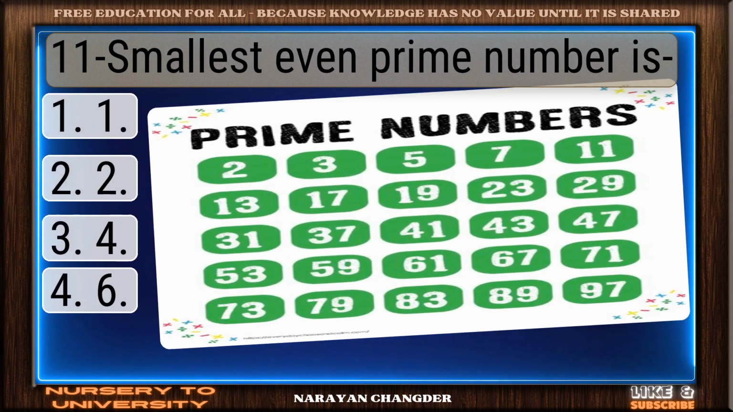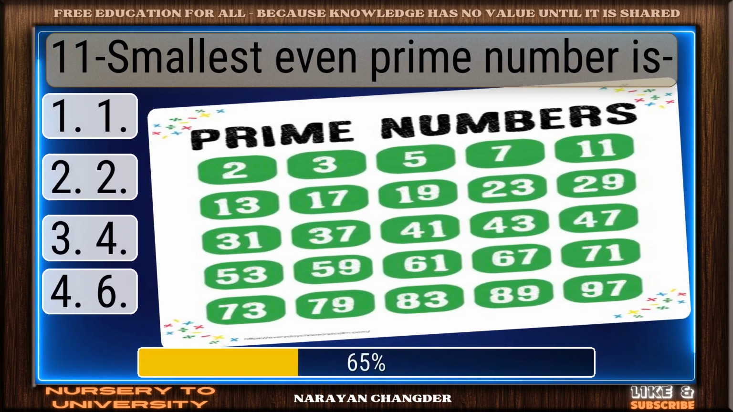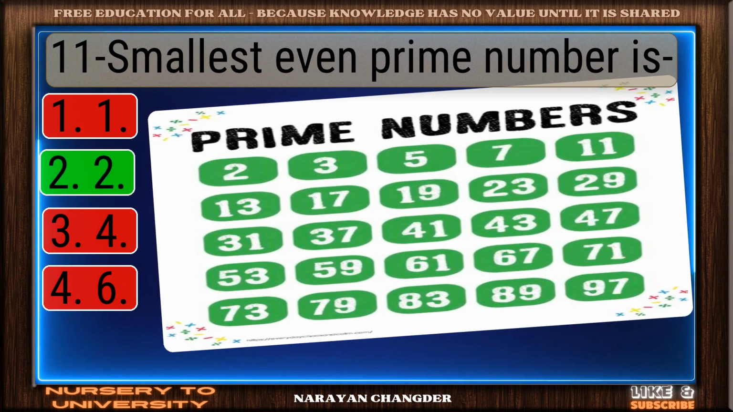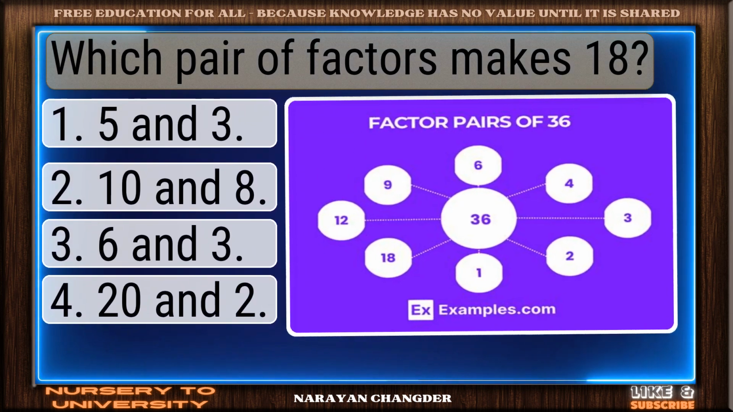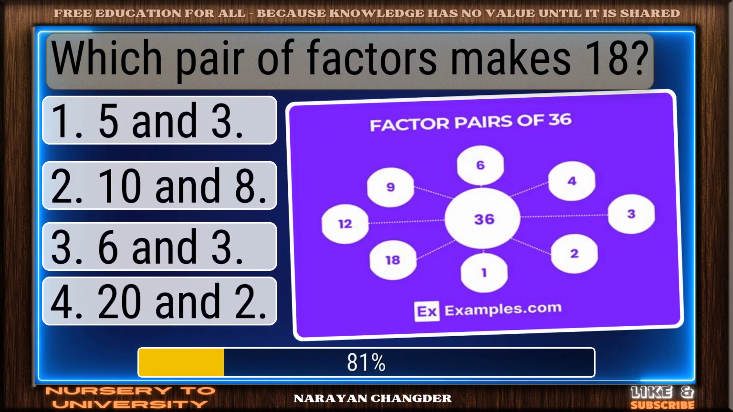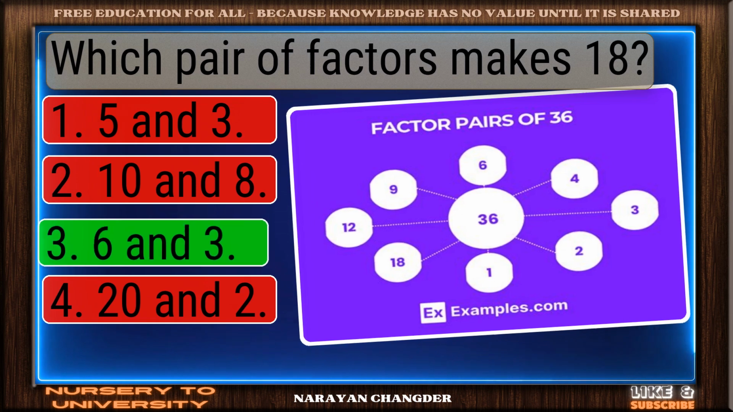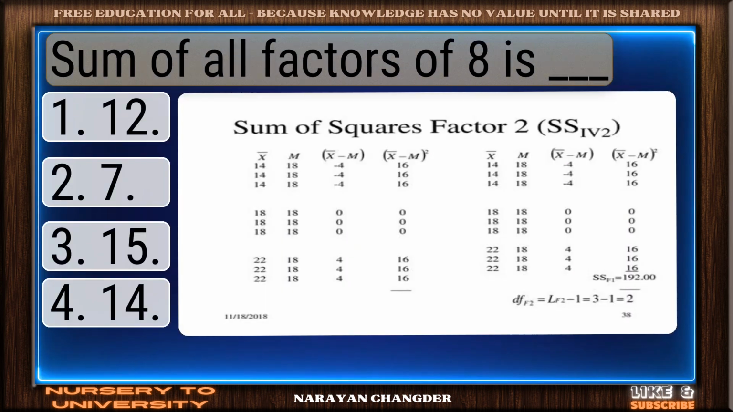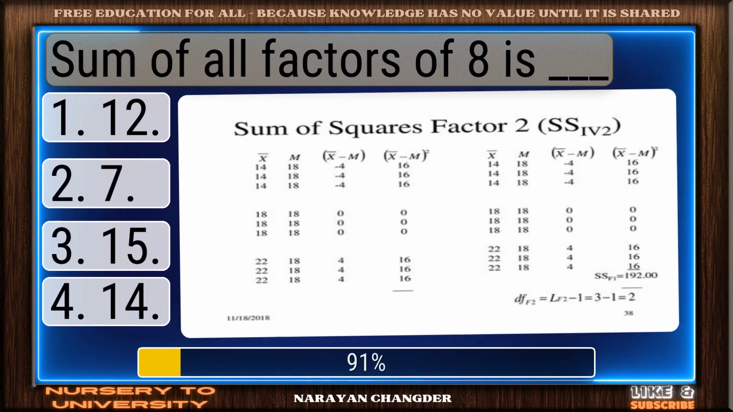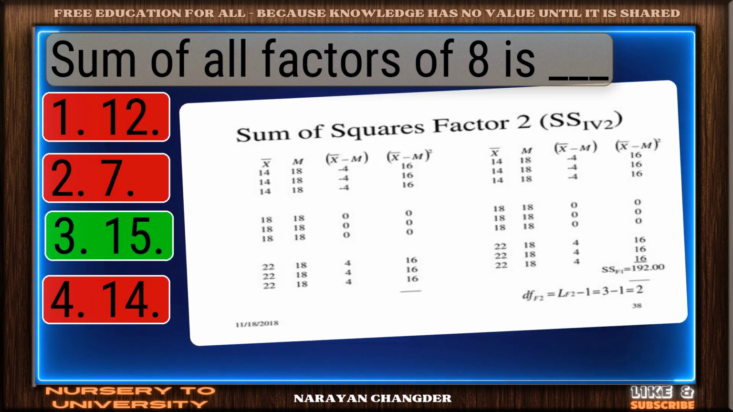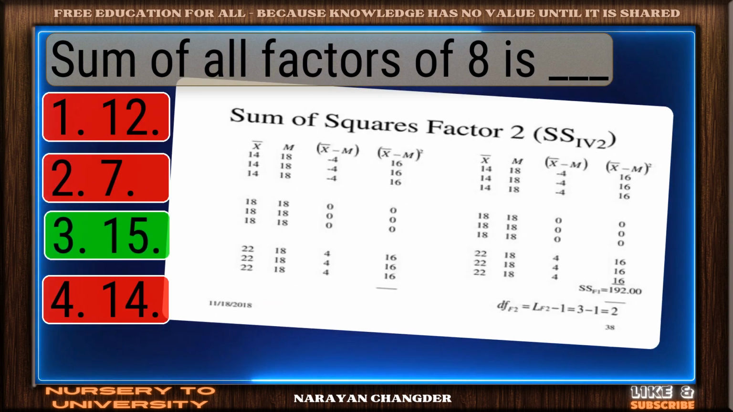Smallest even prime number is? Correct. 2 is the right answer. Which pair of factors makes 18? You chose 6 and 3, and it is correct. Sum of all factors of 8 is dash. Excellent. 15 is a brilliant choice.